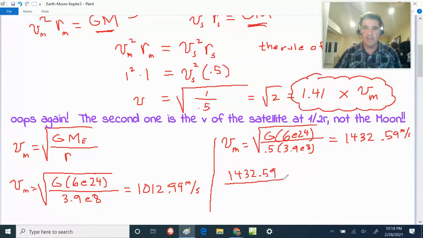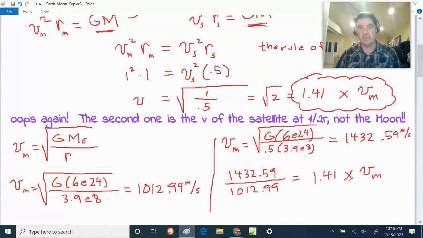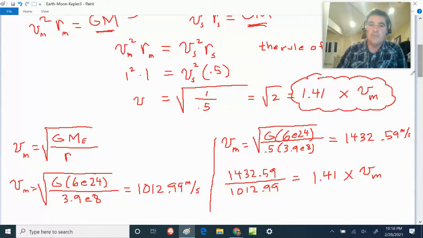Now, if you take 1,432.59, and this is my proof, and you divide it by 1,012.99, guess what you get? You end up getting 1.41 times, right, the velocity of the moon. So this is basically saying and basically proving that Kepler was right when he said those ratios are correct.